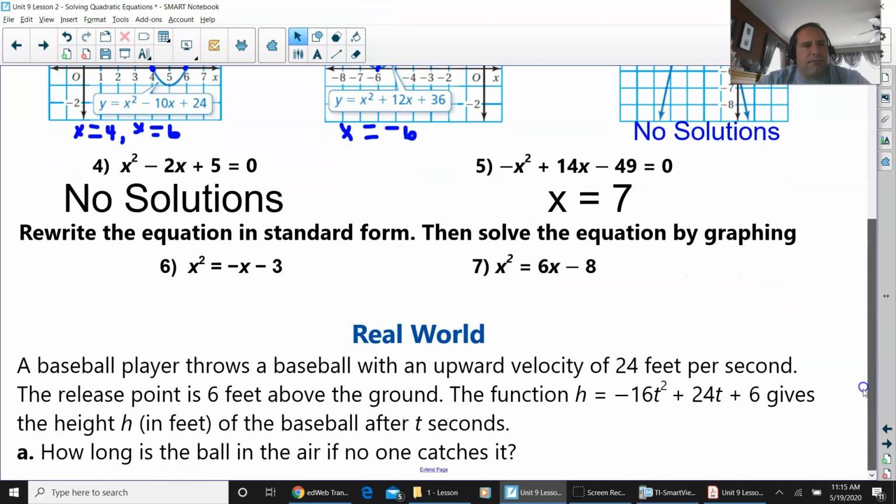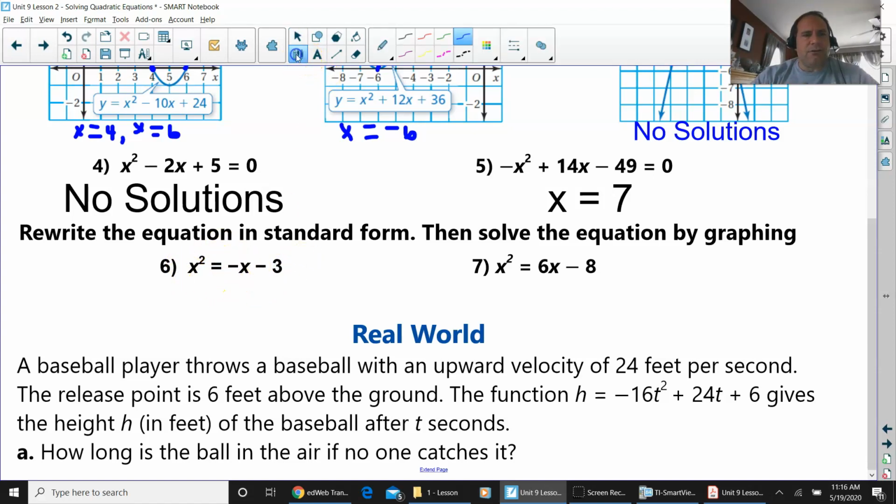All right, so rewrite the equation in standard form. Remember, the standard form is ax squared plus bx plus c, right? So that's standard form. Right now, this is not in standard form. So what we have to do is we have to get these over there, all right? You could get this over here, but either way, you have to make it equal to 0. And since these are the negatives, I want everything as positive.